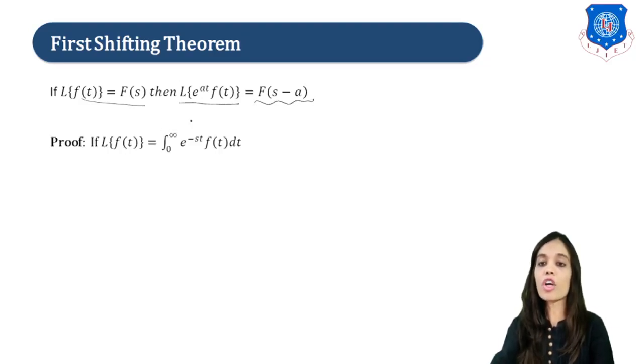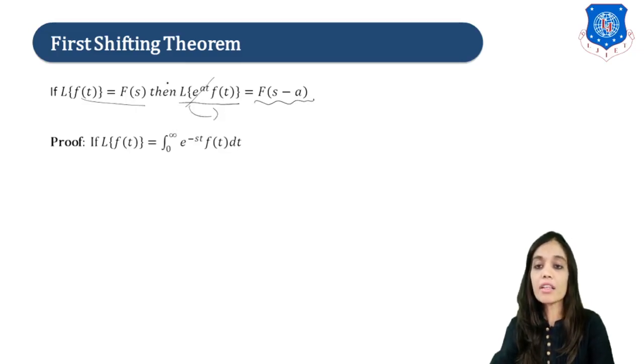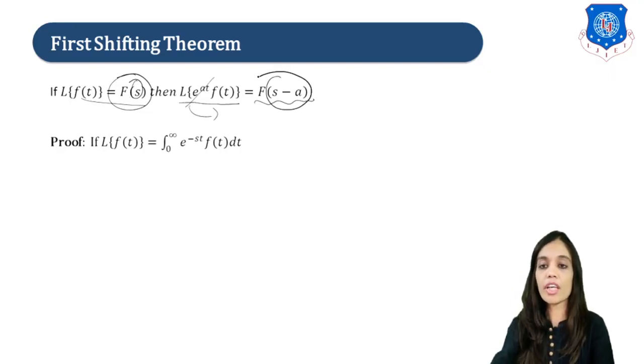So in this, what we have to do is, firstly, remove e and find the Laplace of f of t, which is F of s. In this, you have to replace s by s minus a. Okay, so let us start with the proof.